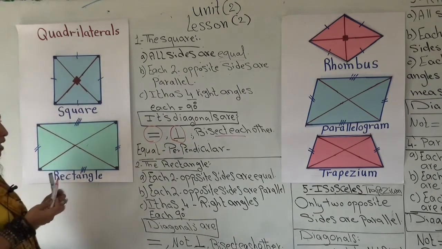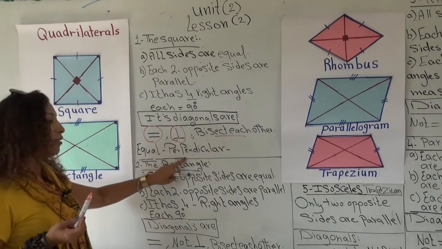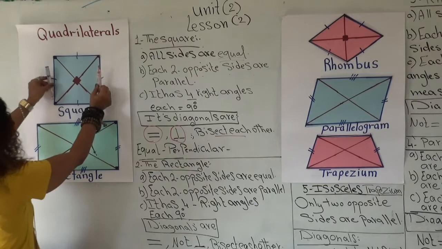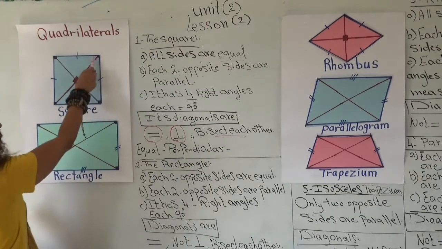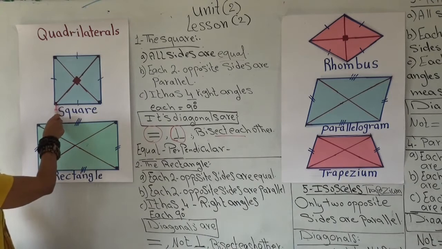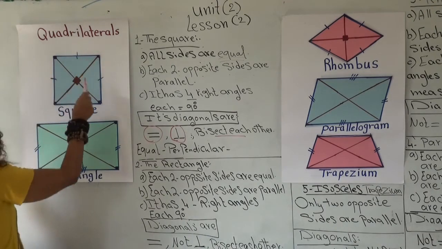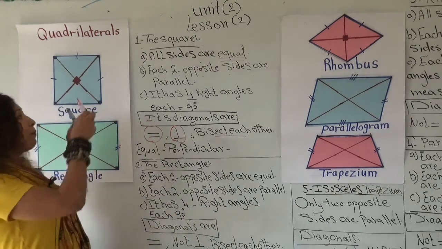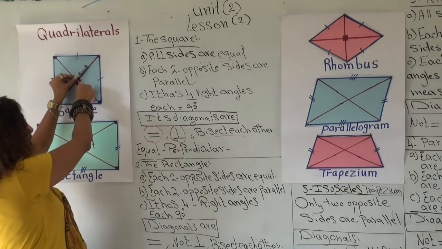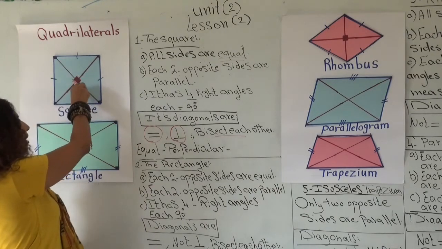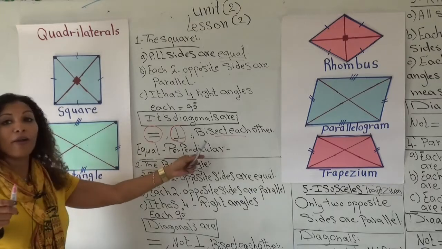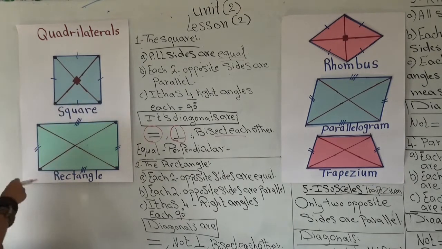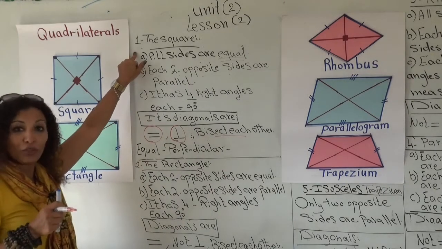Okay, so again, this is the sign of equal and this is the sign of perpendicular. The square: all sides are equal, each two opposite sides are parallel, it has 4 right angles, the measure of each is 90 degrees. And its diagonals are equal, perpendicular to each other, forming 90 degrees, and they bisect each other. This is the first quadrilateral, the square.